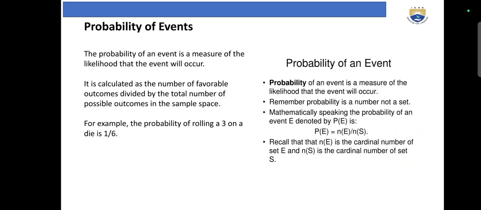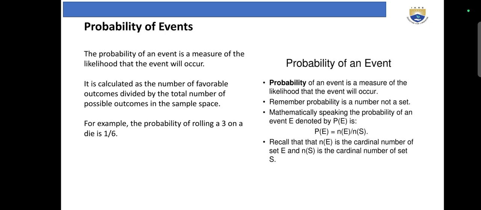Probability of events. The probability of an event is a measure of the likelihood that the event will occur. It is calculated as the number of favorable outcomes divided by the total number of possible outcomes in the sample space. For example, the probability of rolling a 3 on a die is 1 by 6.